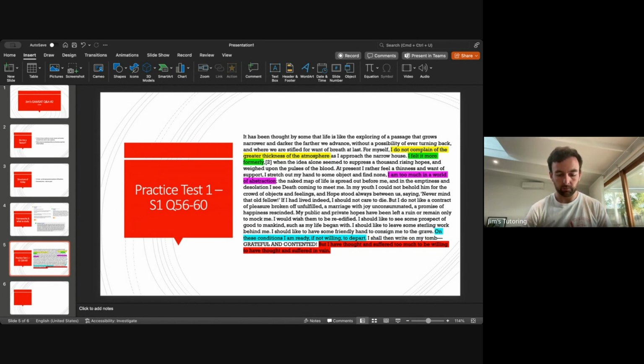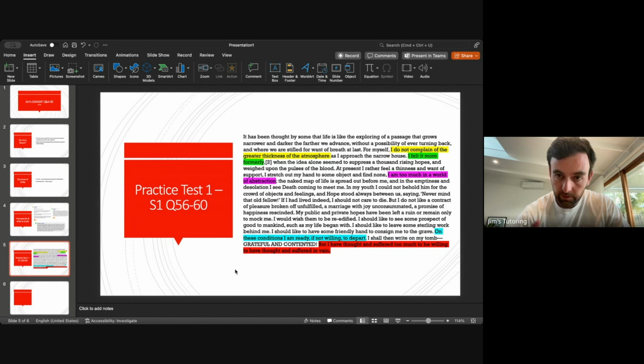But I wanted to show this question because I think it actually applies quite well. And it's also a freely available piece of text, so I can show it and not worry about ASA cracking down on me. So this one's from practice test 1, 56 to 60.